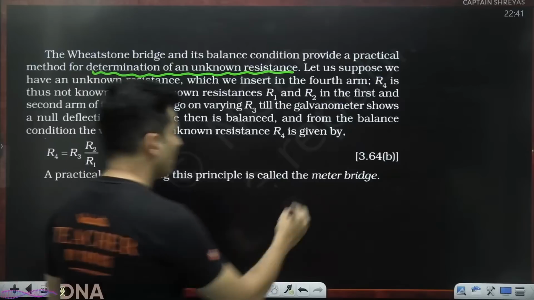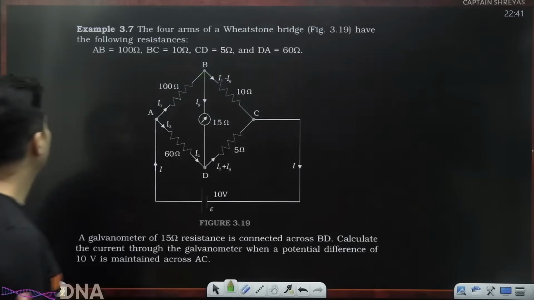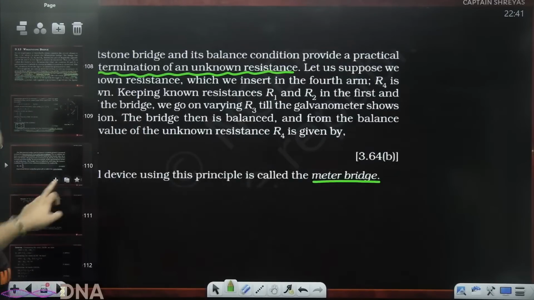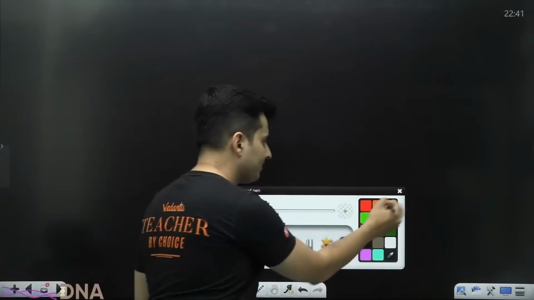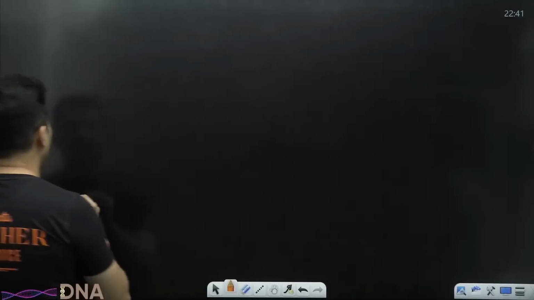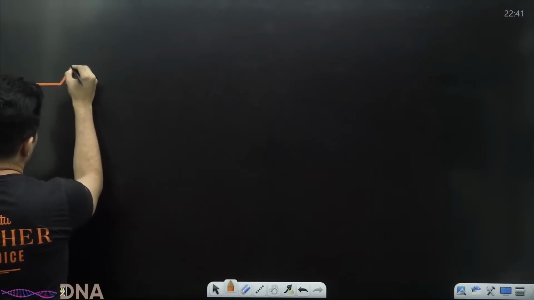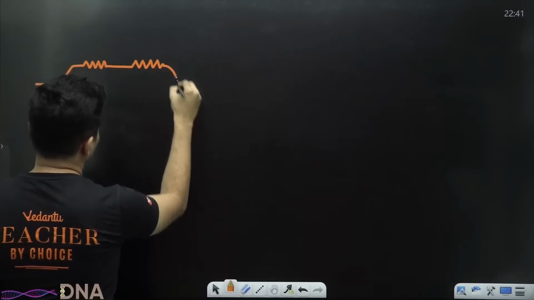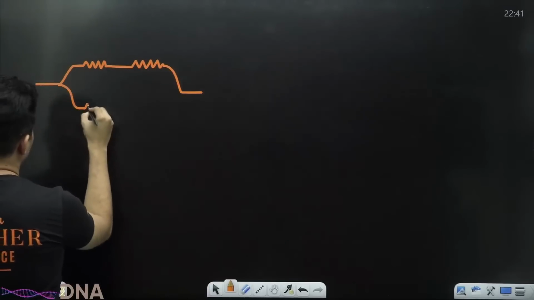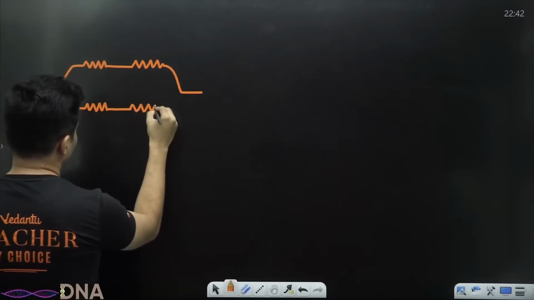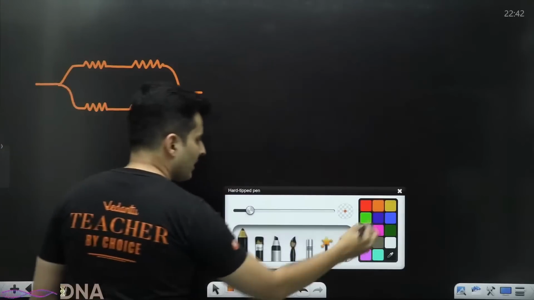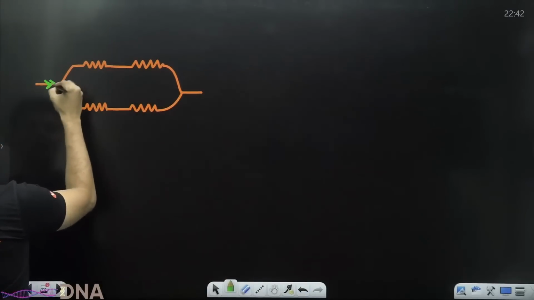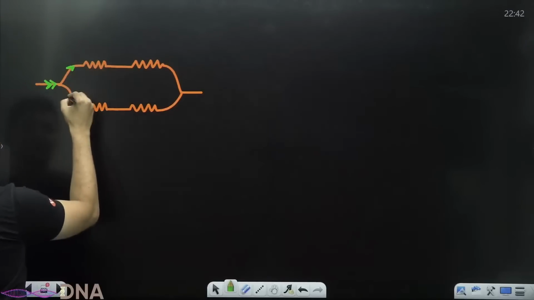This is basically called a meter bridge. Okay, and then they give that particular example over here. Okay, let's understand what this is. Listen to me carefully. Imagine there is a resistor here, there is a resistor here, like this, and then there is a resistor here, and there is a resistor here, like this. Say for example, some current entered over here, it got divided into two branches like this.